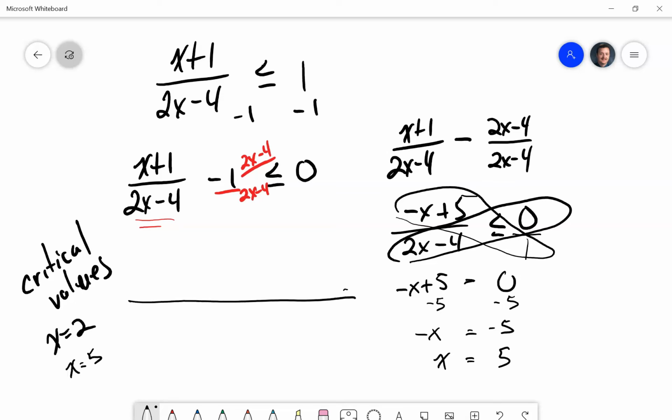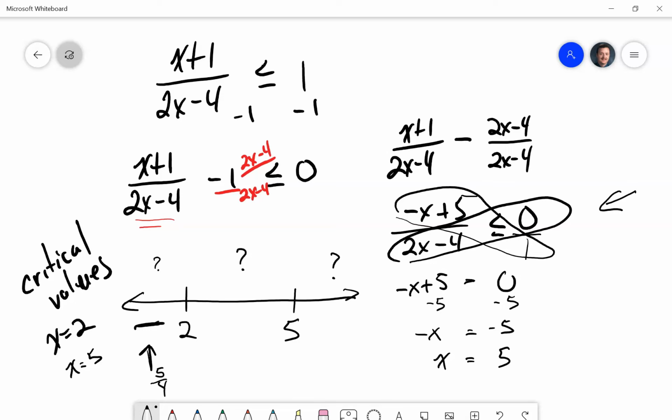So now I can do like we did before. I have critical values at 2 and 5. And at this point, we just need to pick something from each region to test it out to see whether it's going to be positive or negative. So over here, let's pick out 0, because that's really easy. If I plug it into my equation, negative 0 is 0. 0 plus 5 is 5. And on bottom, 2 times 0 is 0. 0 minus 4 is a negative 4. So that's going to come out to be negative. Okay, well that's what I want. I want when it's less than or equal to 0.